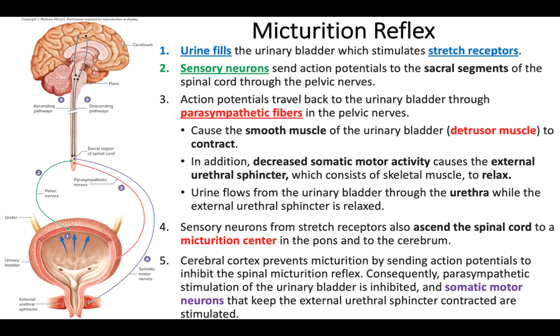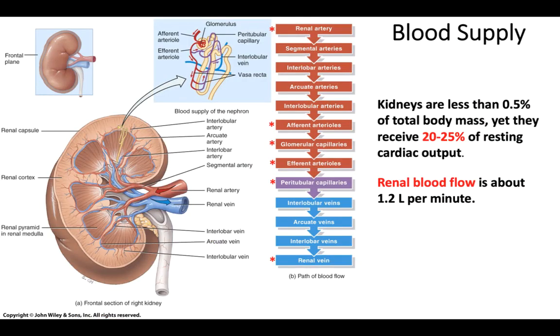Again, it's nervous system controlled. There's some involuntary component to it, parasympathetic nervous system. And then there's some voluntary component from the somatic nervous system. That's a good place to stop. Next video, we're going to start looking at blood flow and start to get into those functional units called nephrons.